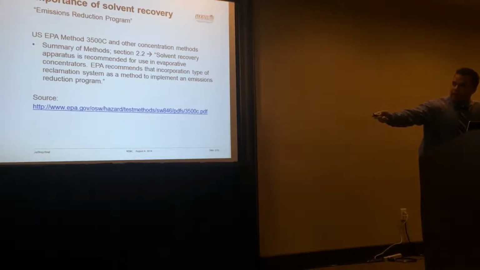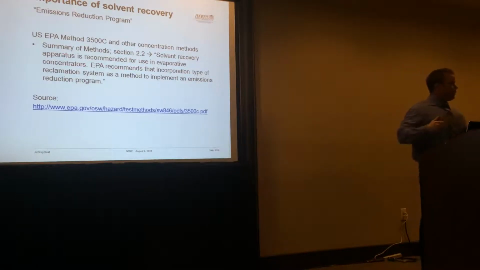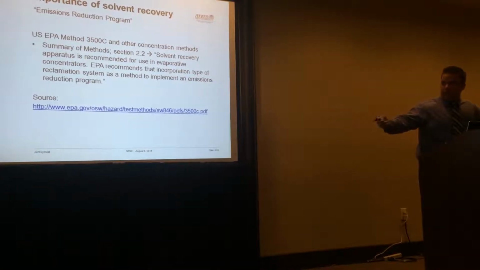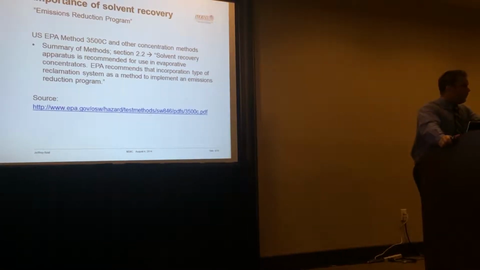Solvent recovery apparatus is recommended for use in evaporating concentrators. So whether you're using a centrifugal force evaporator, nitrogen blowdown technology, or vacuum vortex evaporator, it's very important to have your solvent recovery source so you can no longer emit solvent into the atmosphere. And this has been around for many years. You can go to any of the methods, and they have this emissions reductions program in there. So one, the main reason you want to collect solvent is so you can satisfy the EPA's recommendations.